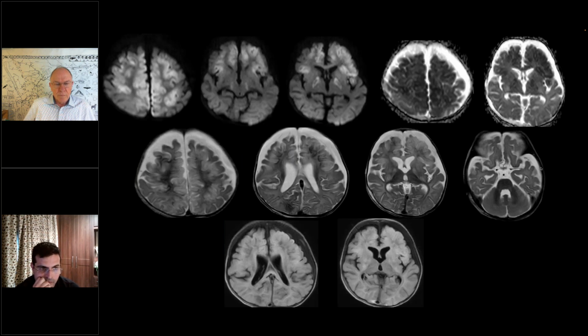So moving on to the images, on the top we have the diffusion and the ADC sequences where you can observe there are areas of cytotoxic edema involving the bilateral frontoparietal cortex, predominantly in the frontal region, and also involving the bilateral globi pallidi.